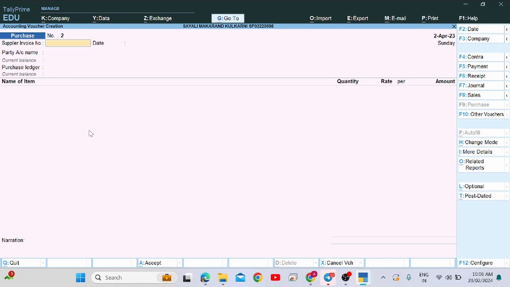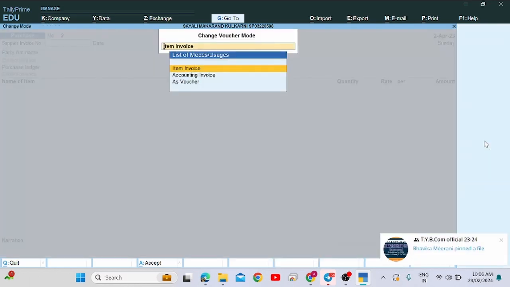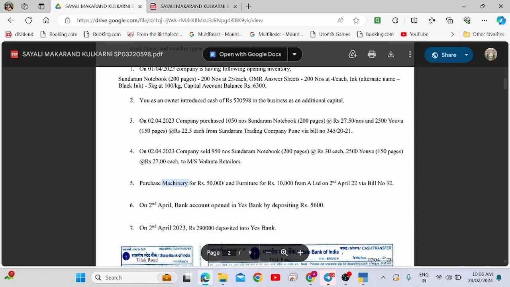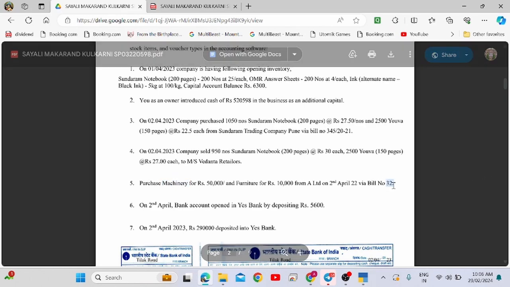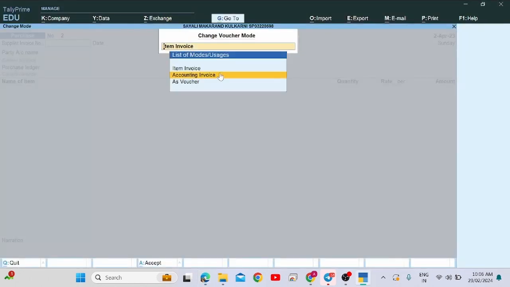Then change the invoice type. How can you change the invoice type? On the right hand side of your screen you will get a change mode button or change invoice button. Now click on that and select as voucher or accounting invoice. I think you have an invoice number, that means you have got the invoice from A Limited. Therefore you can select the invoice, because for an invoice we have details. Or otherwise, if the bill number is also not given, in that case you can use the as voucher option. Here I will use accounting invoice.